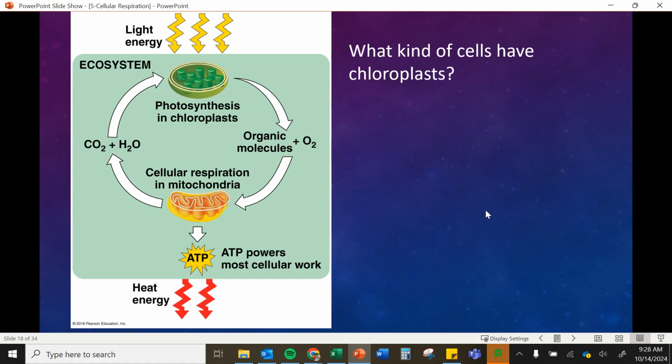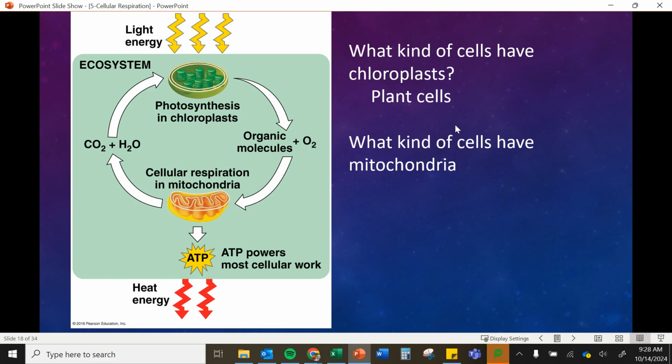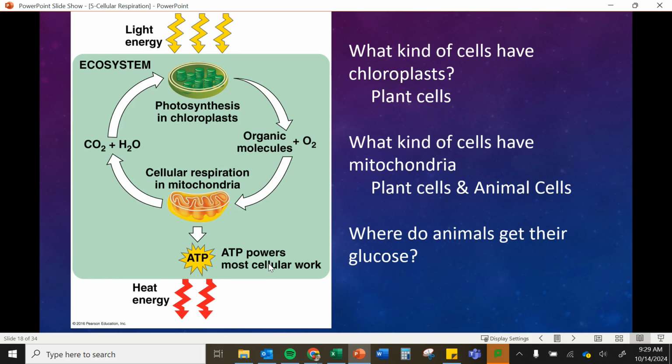Okay, so this is showing our chloroplasts doing photosynthesis from our light. Okay, so what kind of cells even have chloroplasts? These are going to be like our plant cells or algae cells. What kind of cells have mitochondria? Plant cells and animal cells. Usually we think of animal cells having mitochondria, but plant cells also need to be able to take that glucose that was produced in photosynthesis and turn it into ATP. So all types of cells that are eukaryotic are going to have mitochondria.